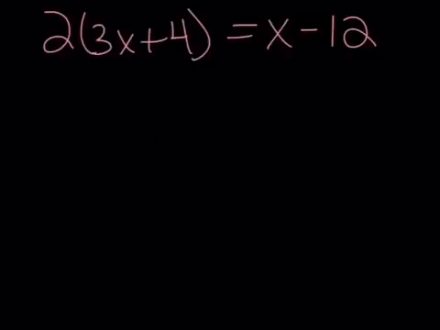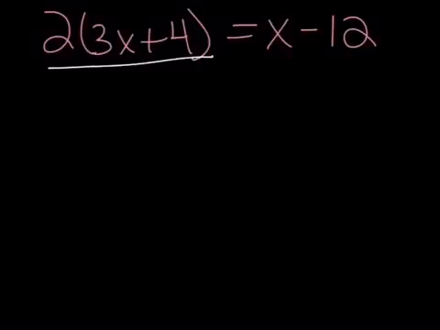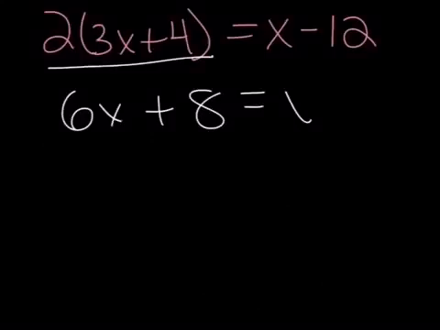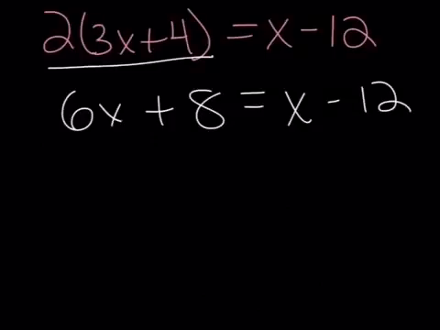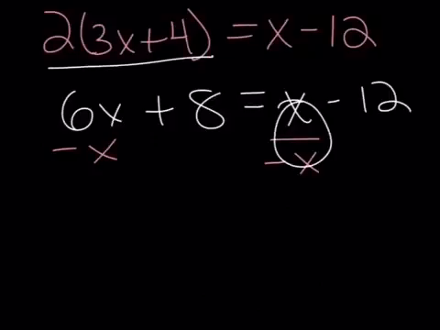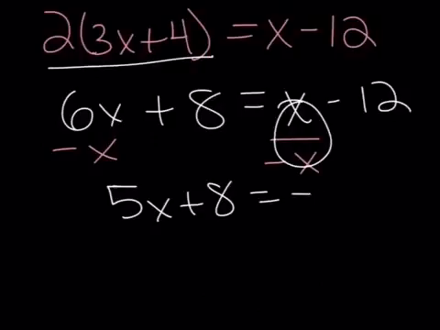Alright, next example. So the first step is to get rid of these parentheses by using the distributive property. And then we need to get the variables on one side together and the numbers on the other side. So I'm going to take this x and subtract an x from both sides. I want to get rid of the x. I want to make this quantity 0. And then 6x minus x gives me 5x. I have plus 8 left, and then I have a negative 12 on the right side.